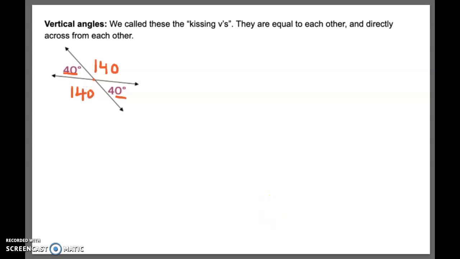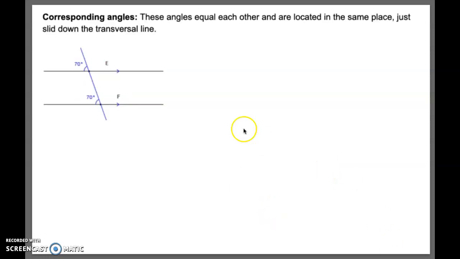The next one we talked about is corresponding angles. And corresponding angles, I told you, we use the example of the desks. If I picked the four desks up and put them down in the same place, then the angle would be in the same exact location. So on the transversal line, which remember is the line that cuts through two parallel lines, these angles are equal to each other, located in the same place. So if this angle is 70 degrees, then in the same location down the transversal line, this angle is 70 degrees. Okay, those are corresponding.